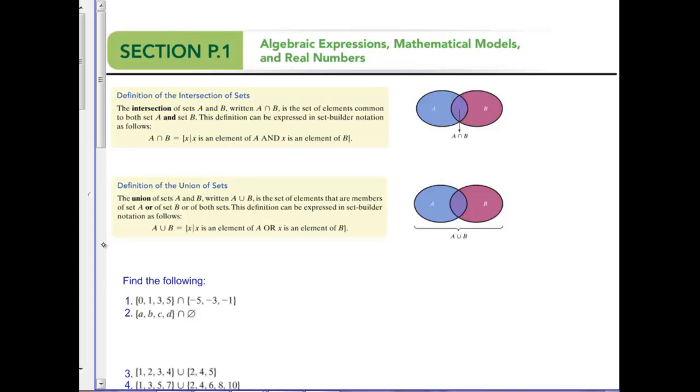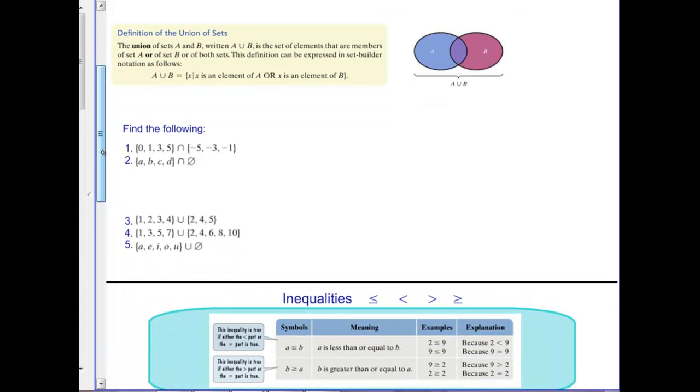So whenever we're applying that to sets, the upside down U is intersection, and the right side up one is union. The one that looks like a U is union. The one that does not look like a U is intersection.